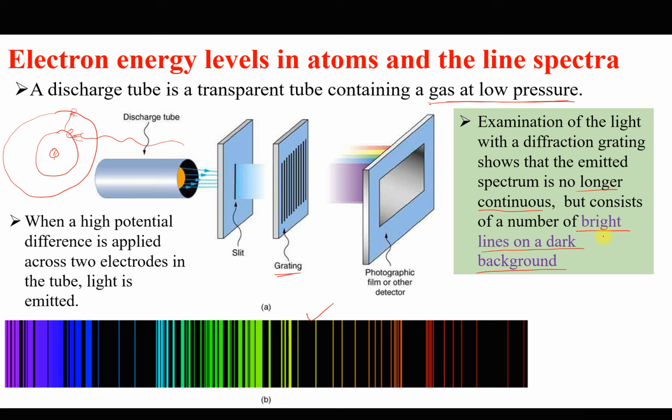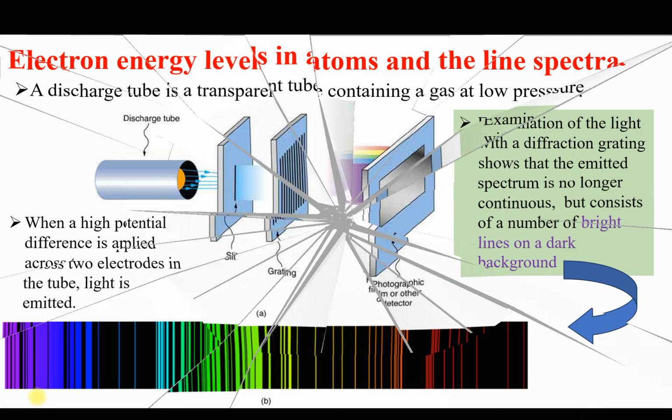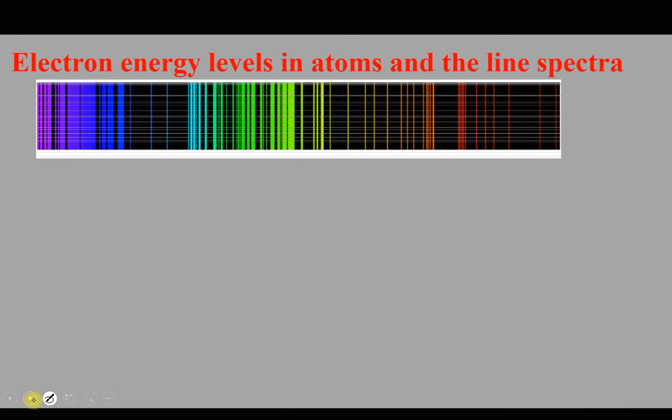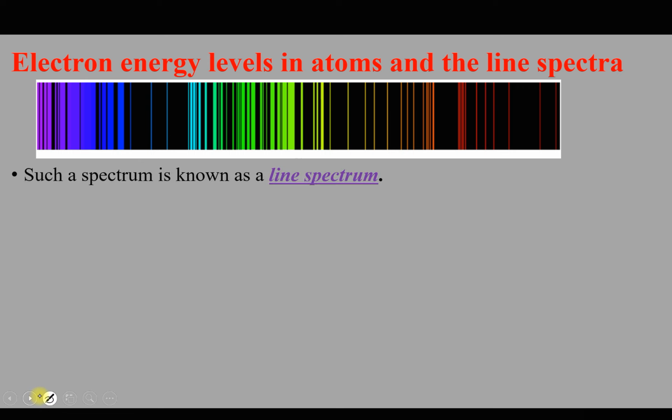Why do we have these lines? Now, this also takes us back to the failure of Rutherford's model. Why is it that when light from a discharge tube, which is passing through gas at low pressure, is passed through a diffraction grating, we see the bright lines on a darker background? Such lines are going to be called the line spectra.